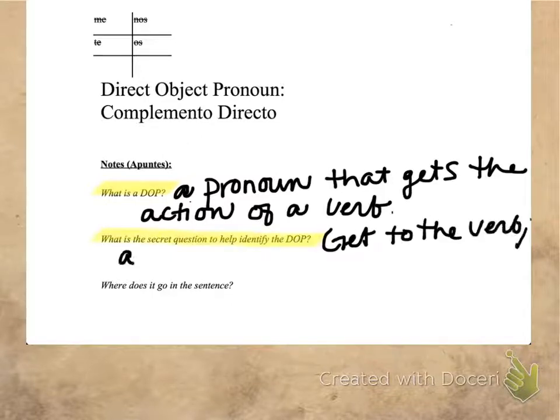First, we have a secret question to help identify the direct object pronoun. We get to the verb in the sentence and we ask what. So keep that in mind, and in a couple minutes we'll do some exercises together.